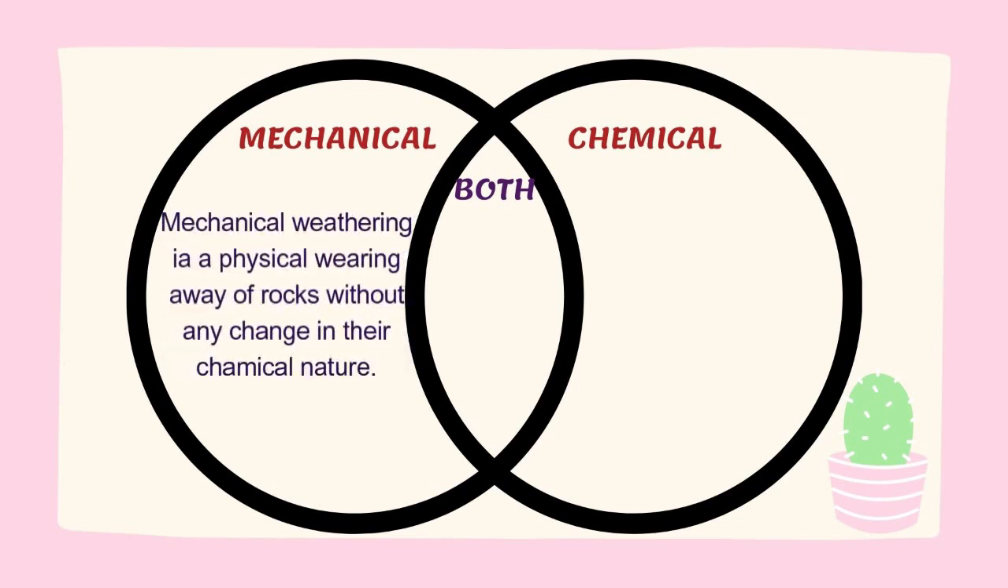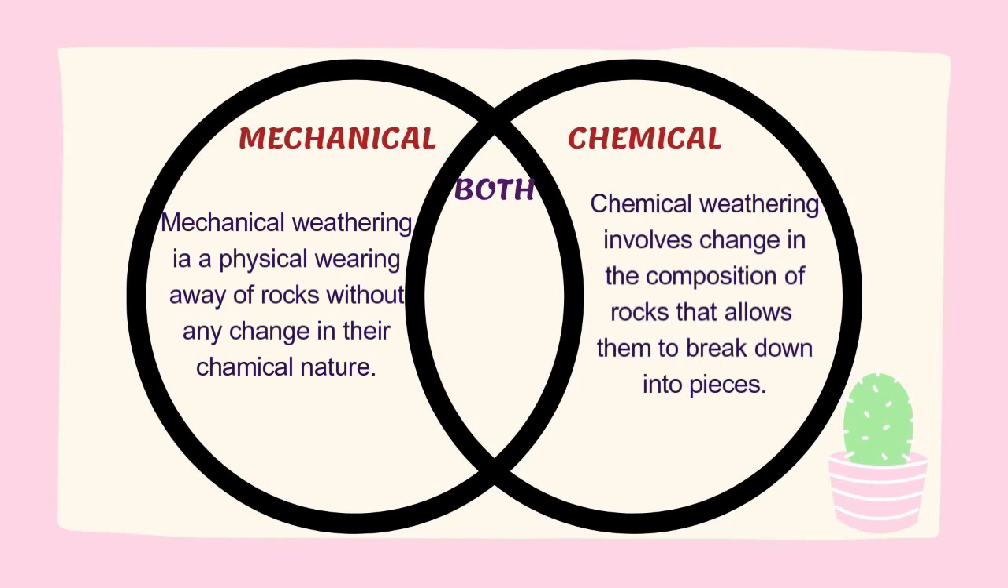Mechanical weathering is a physical wearing away of rocks without any change in their chemical nature. While chemical weathering involves change in the composition of rocks that allows them to break down into pieces. While the similarity between the two is that both of them are processes that wear away rocks into soil.